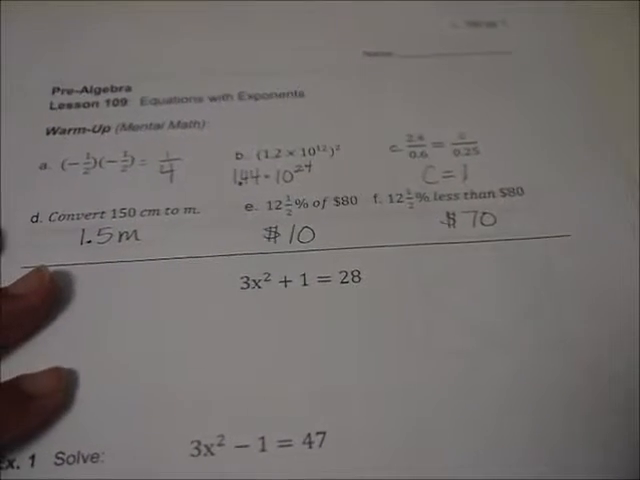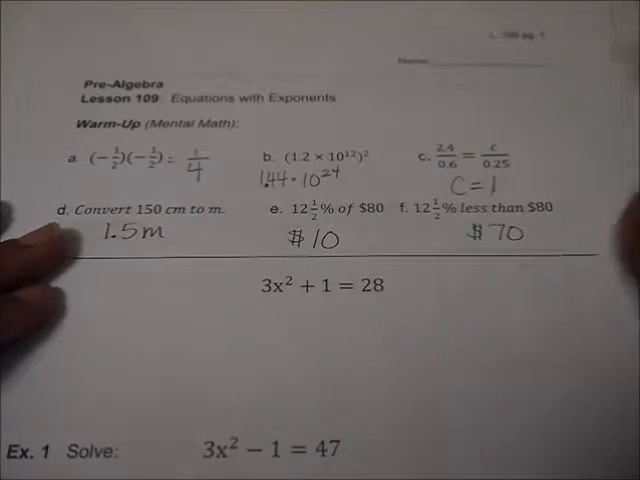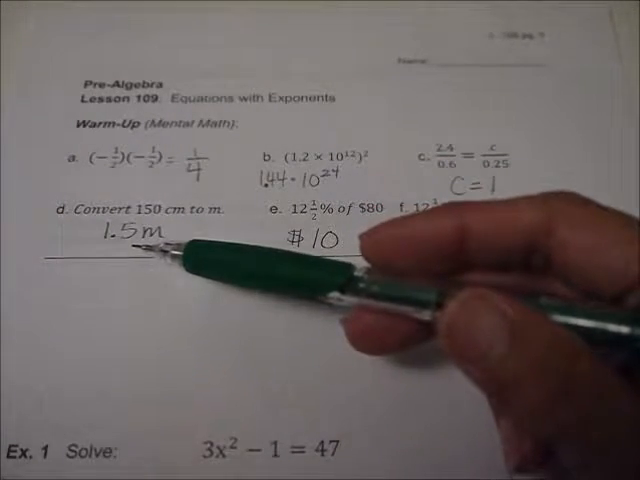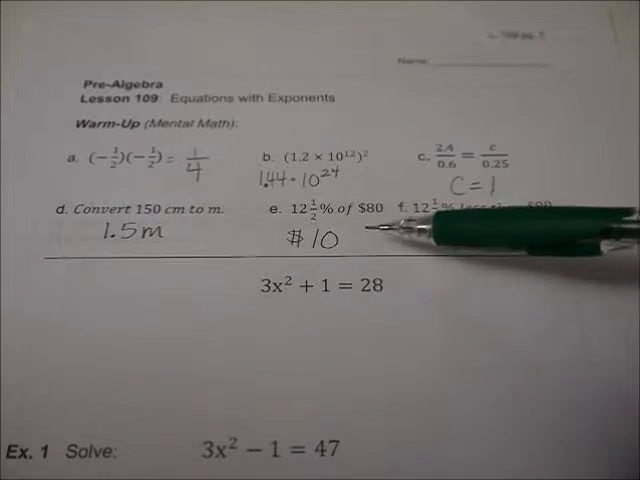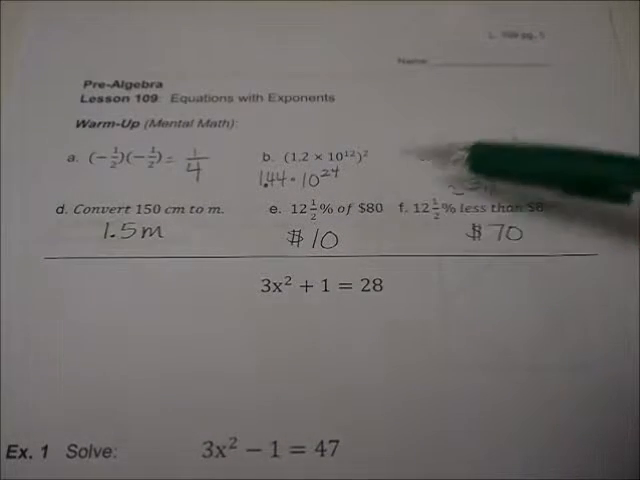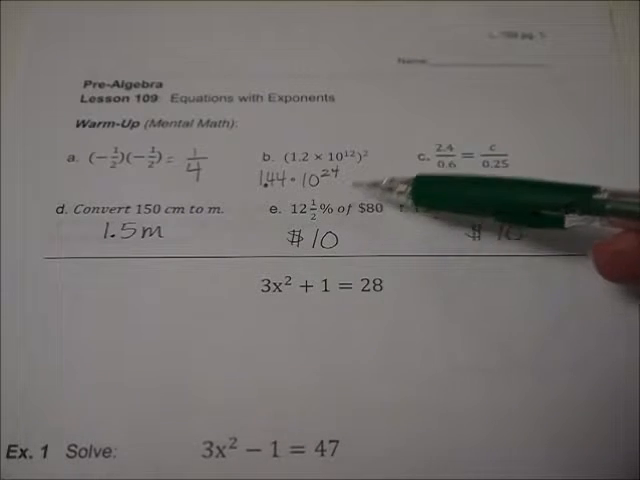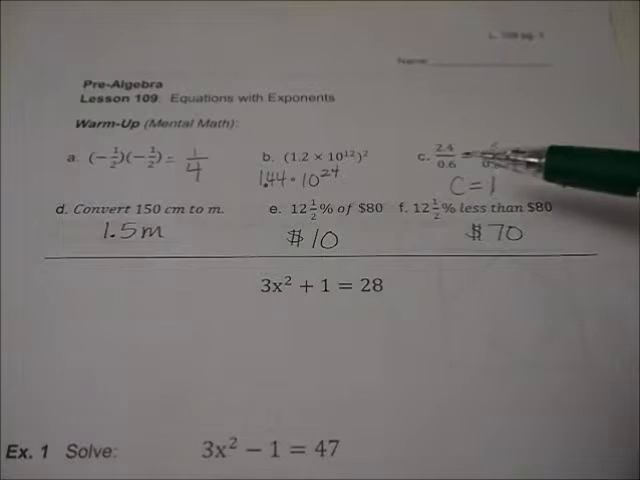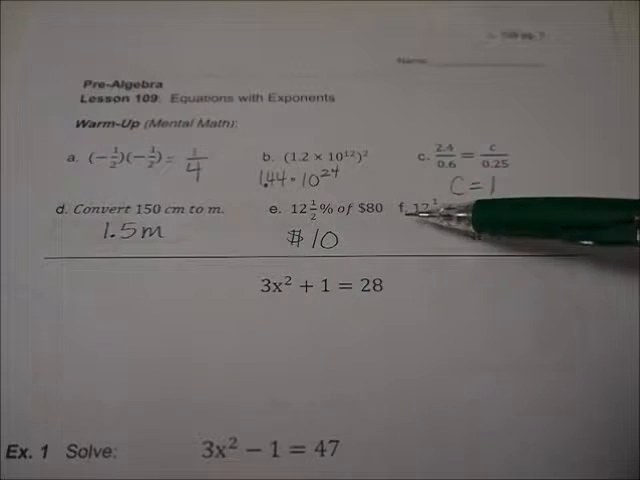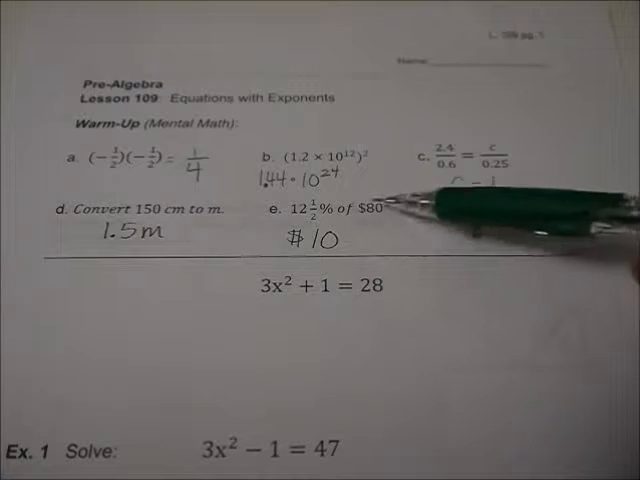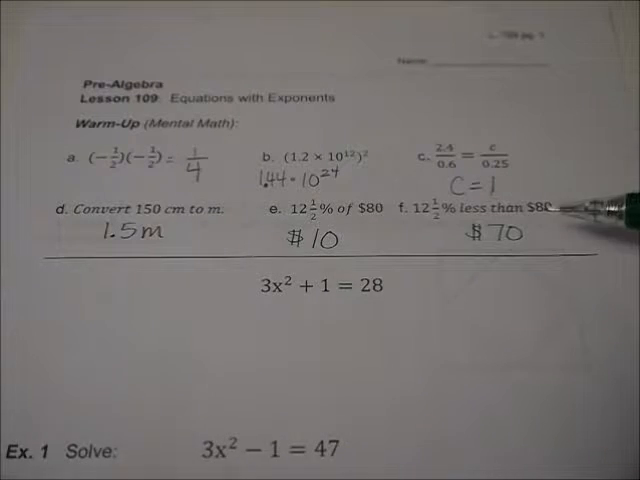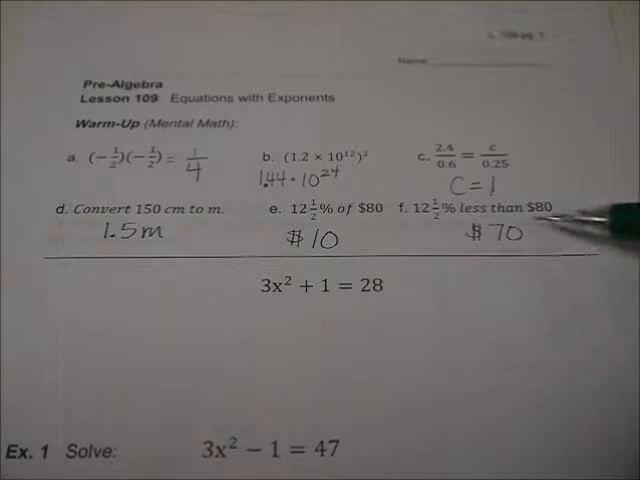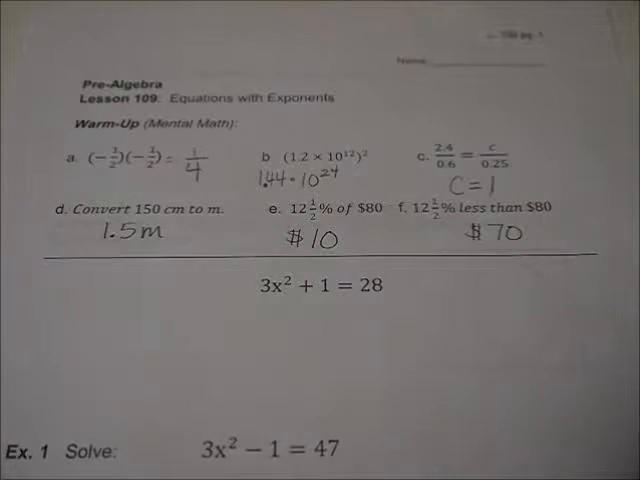Okay, hopefully it does. Convert 150 centimeters to meters, and we move the decimal twice, so we get 1.5 meters. 12.5% of 80. Well, 12.5% means 1/8, right? Because we've memorized that. So 1/8 of $80. We take 80 and divide it by 8, and it's 10. So $10 is an eighth, or 12.5% of 80. And then 12.5% less than 80, just take that $10 away and you got 70 bucks.